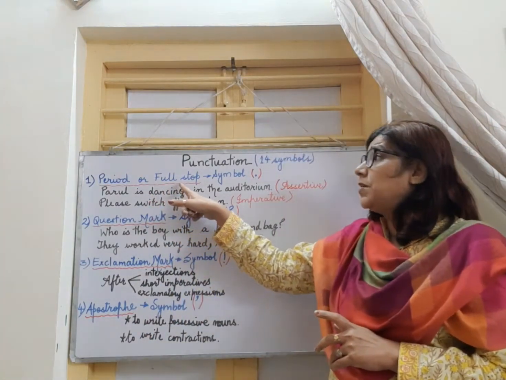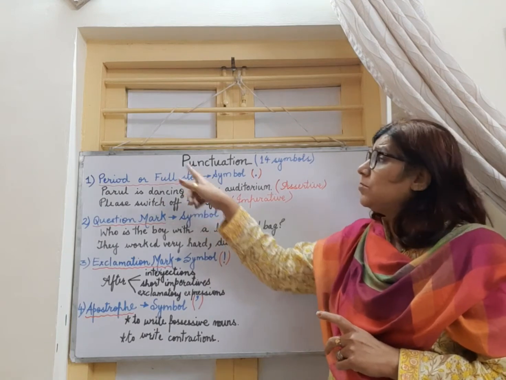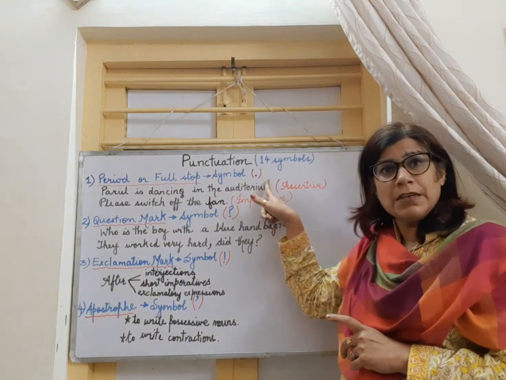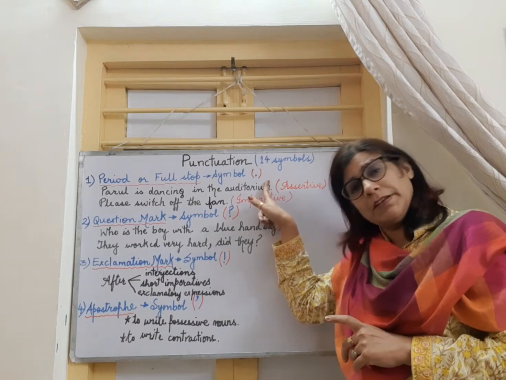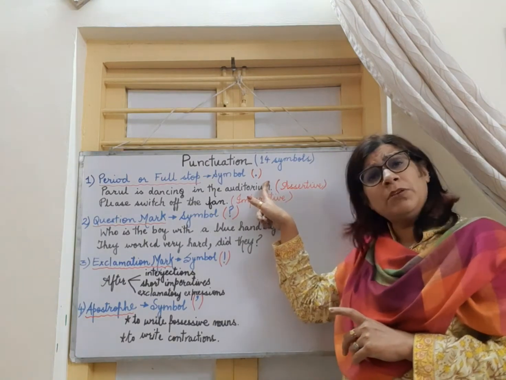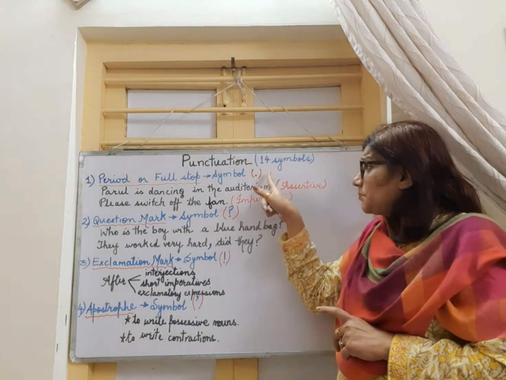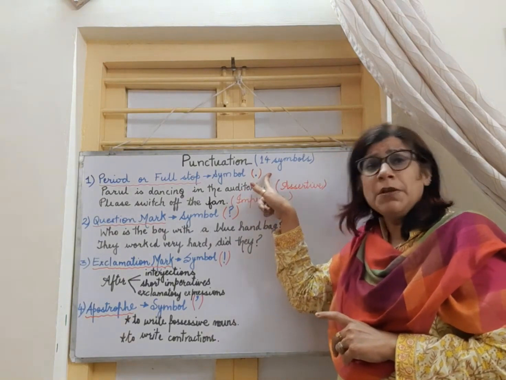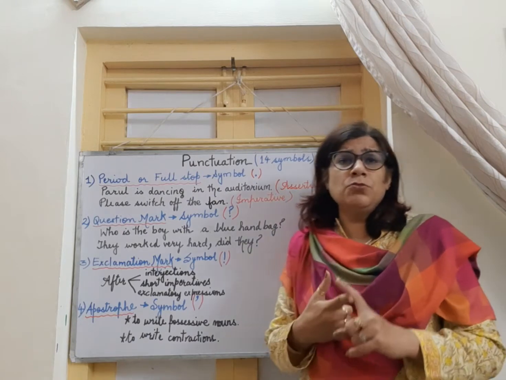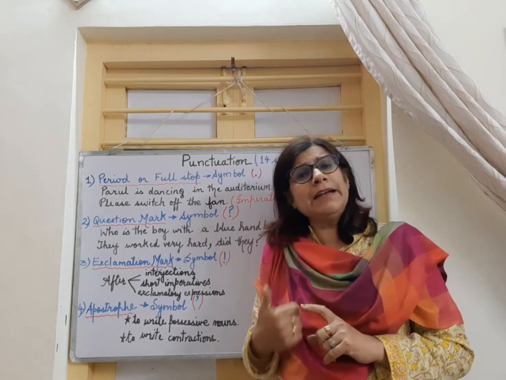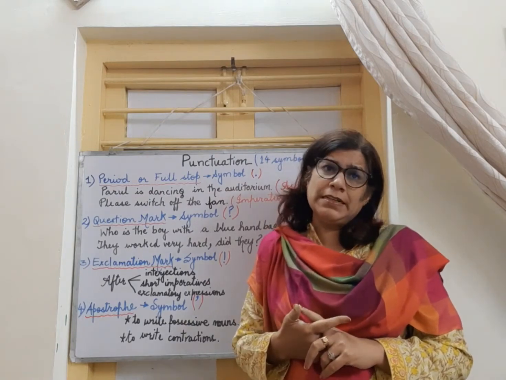Coming to the first one, the full stop. The full stop is also called a period, and the symbol of the full stop is this, like a small dot. You have already learned about it on many occasions. Remember, a full stop is used at the end of a declarative or an assertive sentence and at the end of an imperative sentence.